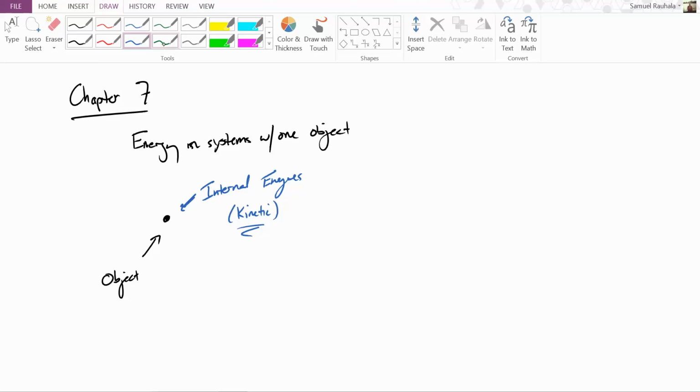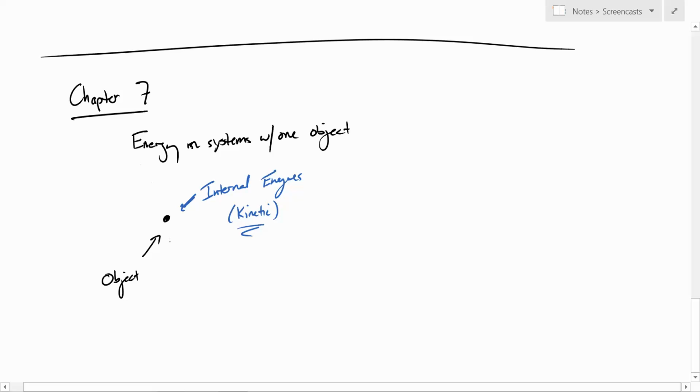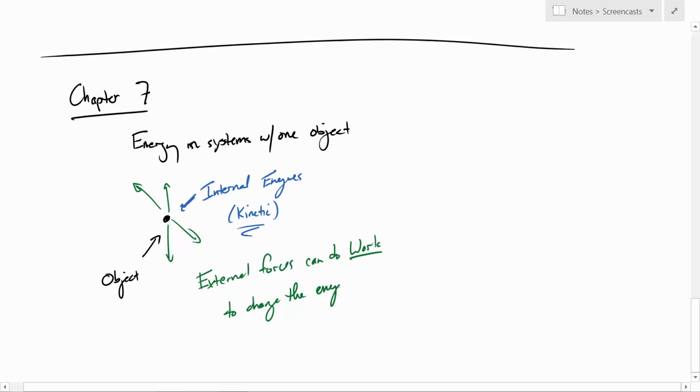Now, this object, which has kinetic energy, can be set upon by forces. There can be things pushing it, pulling it, what have you. All of these forces, these external forces, can do work. And work will change the energy of the object. That is the story that we're trying to tell here.